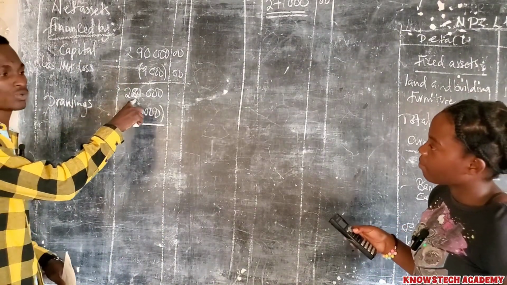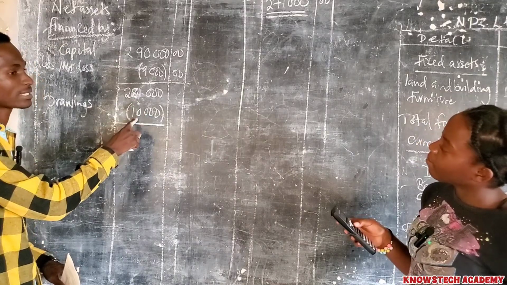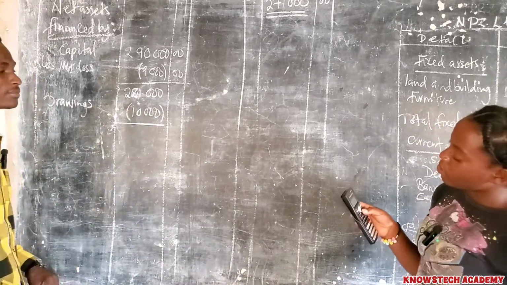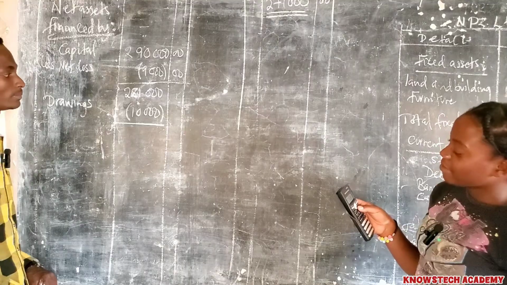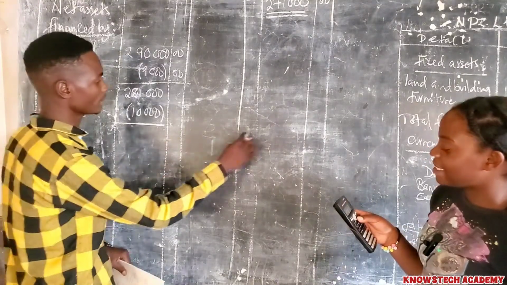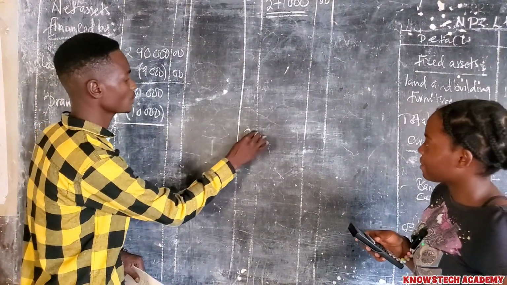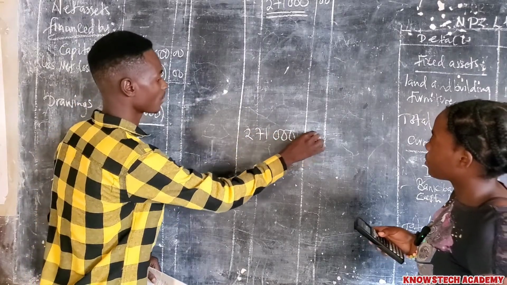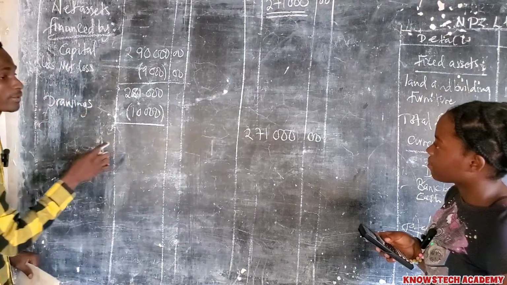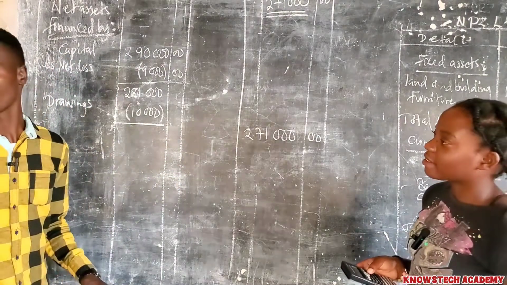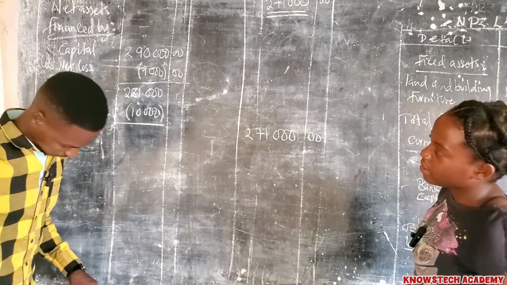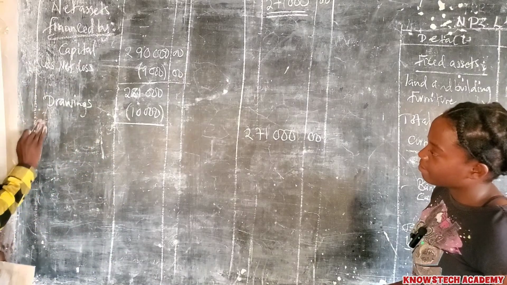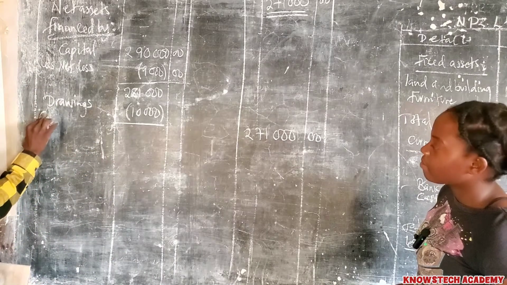So when you subtract 281,000 minus 10,000, what are we having there? 271,000. So in the last column, how do you call that figure? Proprietorship or capital employed. Very good. Capital employed.